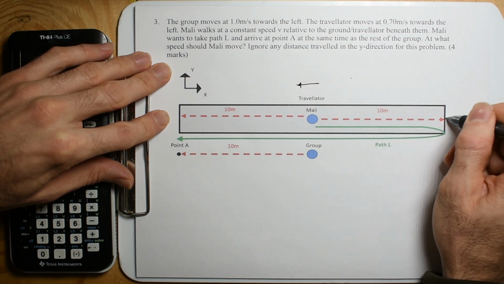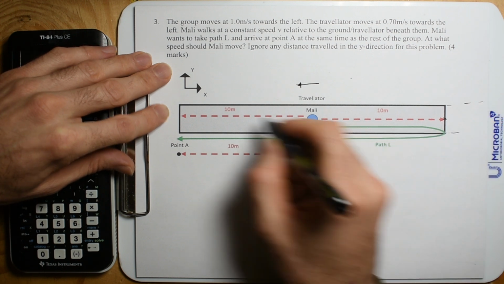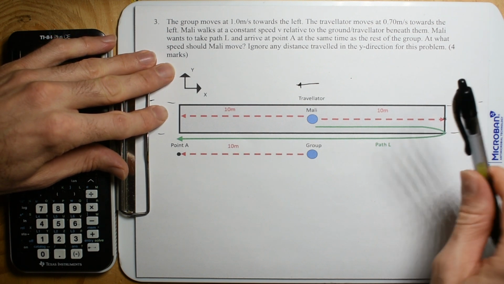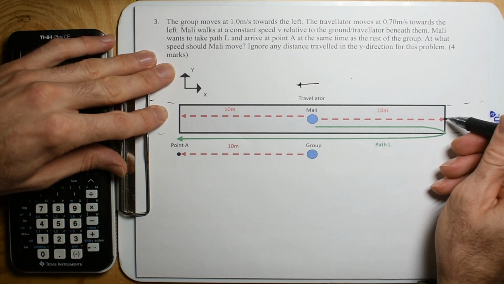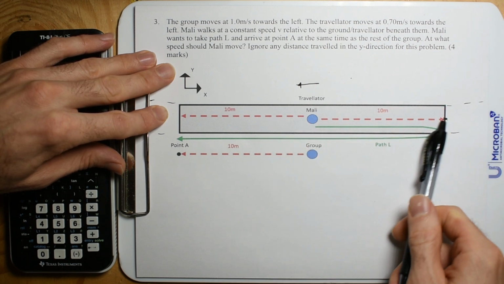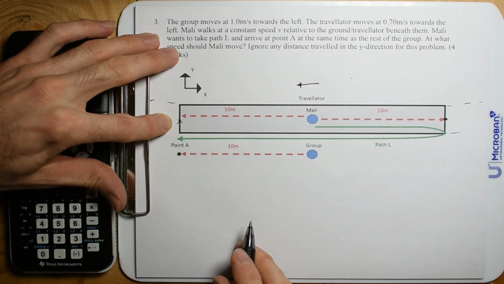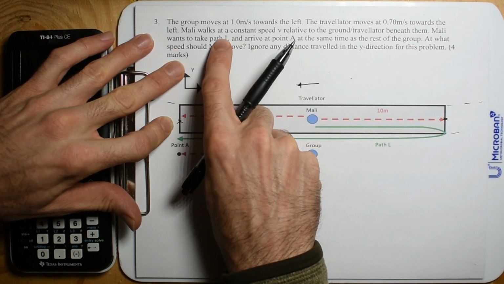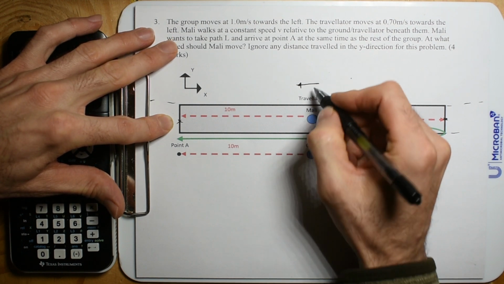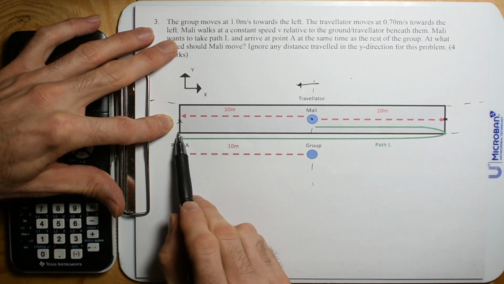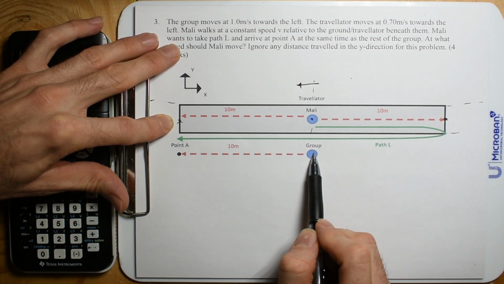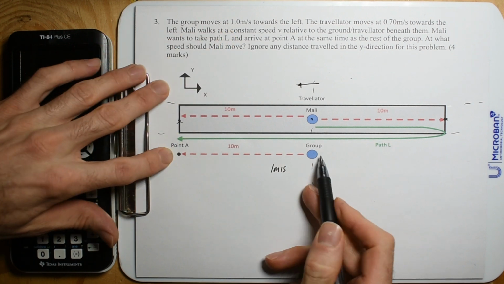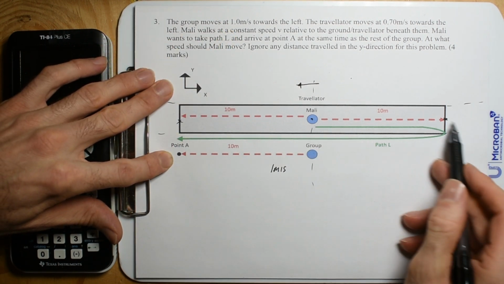But then once he gets to 10 meters, and this travelator could go on, or it could just be this length, doesn't really matter. Once he gets to the end of this travelator right there, he's going to instantly turn around, keep that same speed, and walk this direction, and he's trying to get to point A. Cool. Now, it just says that Malachi and the group start at this point right here, the halfway point in the middle of the travelator. And the group is going to start walking this direction with a speed of 1 meter per second, towards the left. And then Malachi is going to do this.